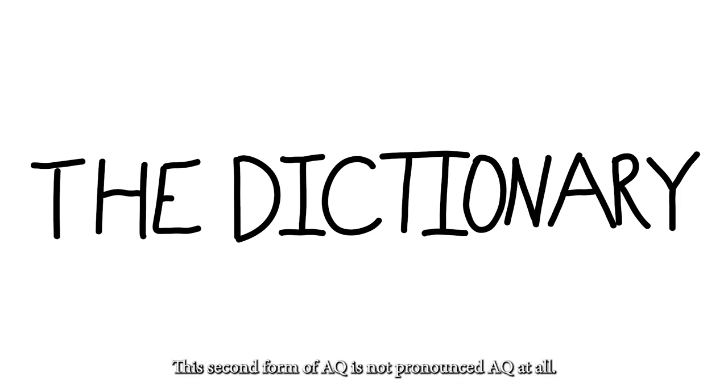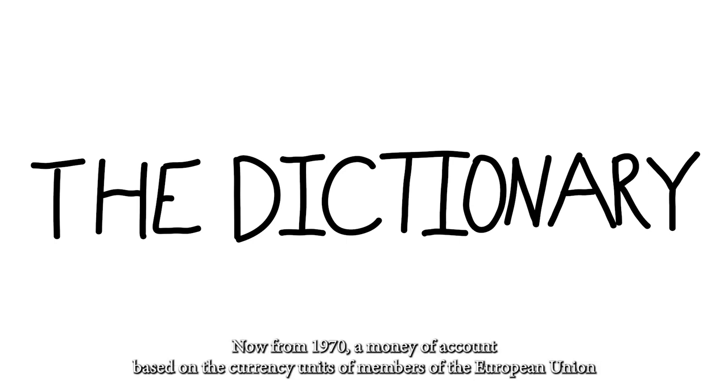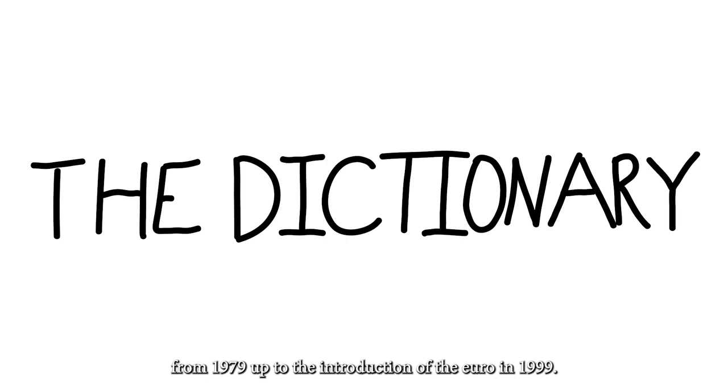The second form of ECU is not pronounced ECU at all. It is literally pronounced ECU. This is a noun. And it is often capitalized. I don't know why you wouldn't have capitalized it here. All the letters would be capitalized. Noun from 1970. A money of account based on the currency units of members of the European Union from 1979 up to the introduction of the euro in 1999.